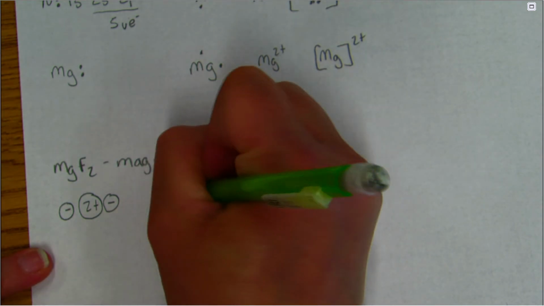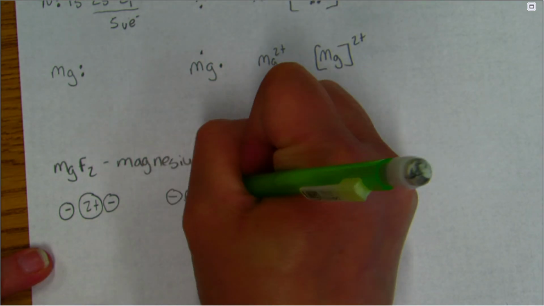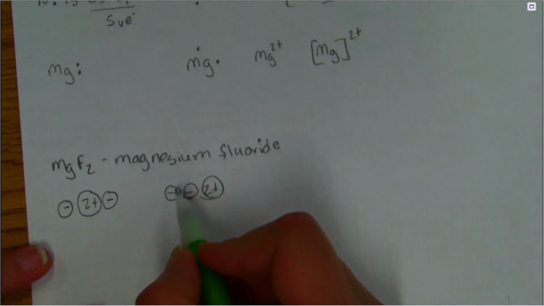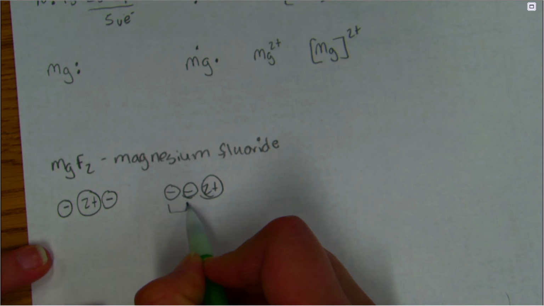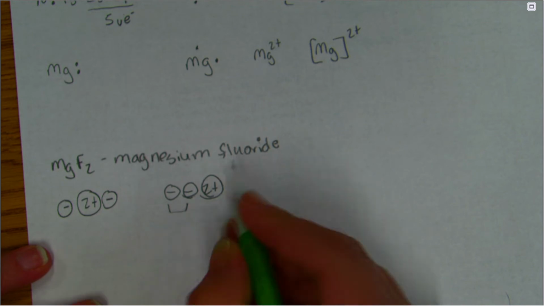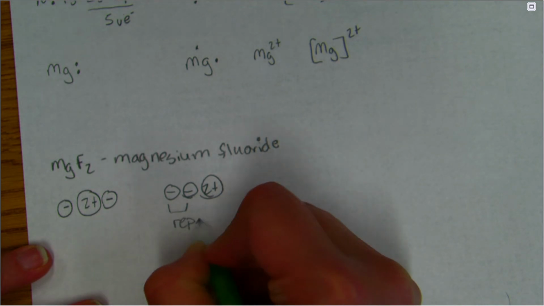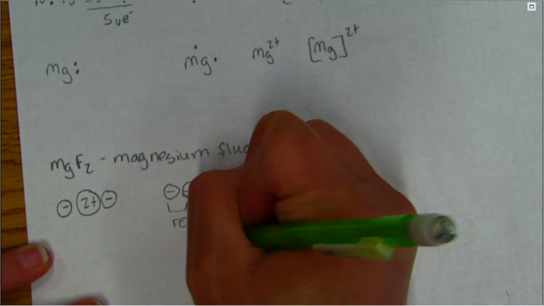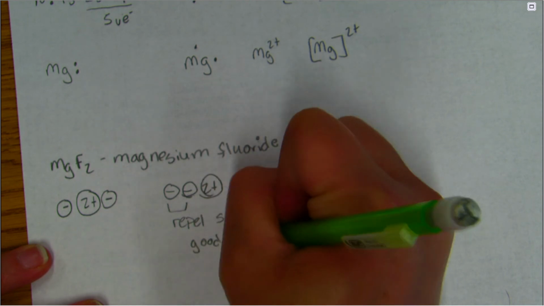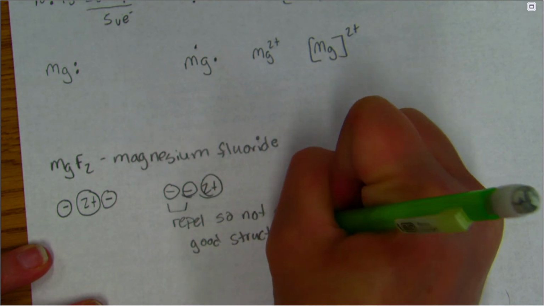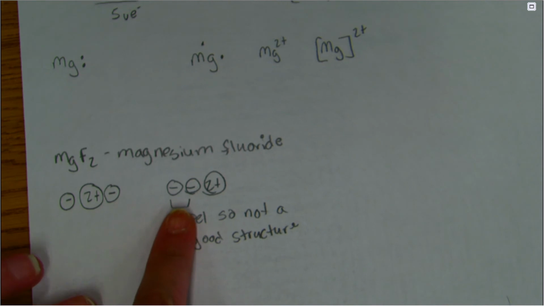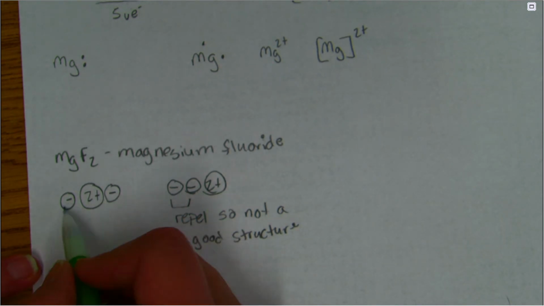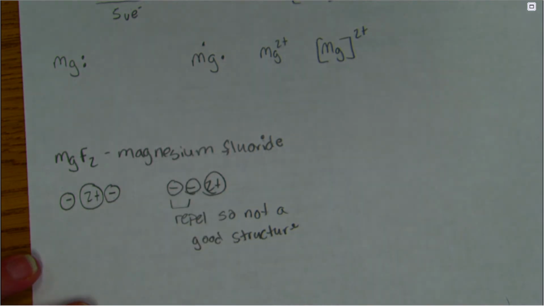I would not want to draw something that looked like this, where I have 2 negatives together, because we know like charges do what? Like charges repel. So this is not a good structure because like charges repel. So magnesium fluoride is never going to look like that. We're going to have the positive in the center attracting 2 different fluorides on opposite ends.